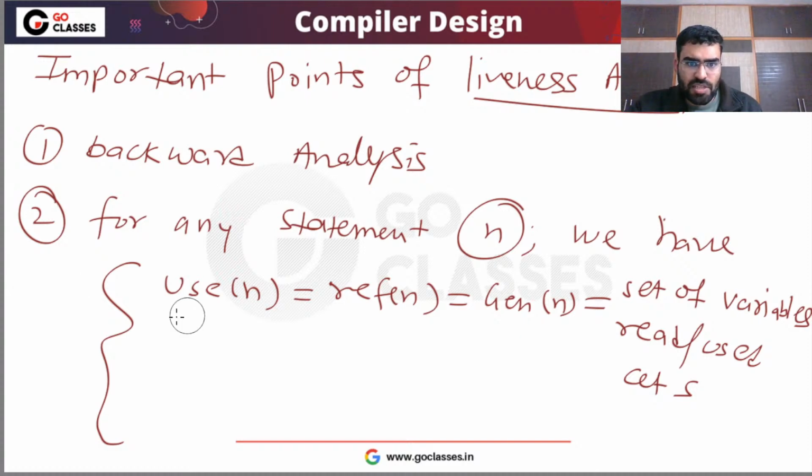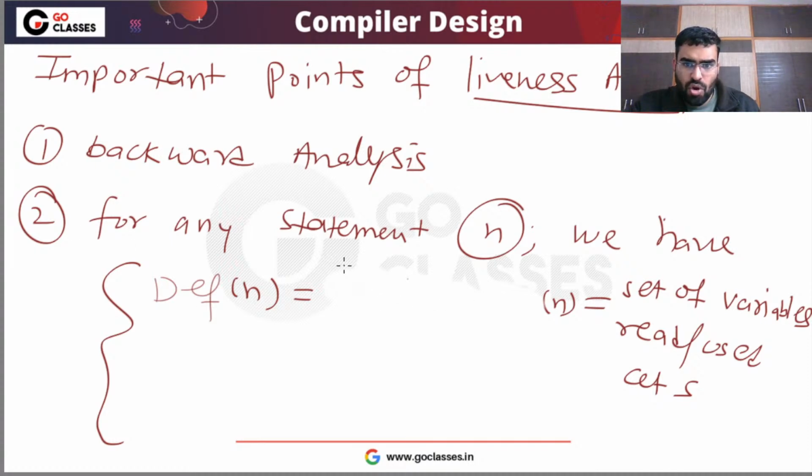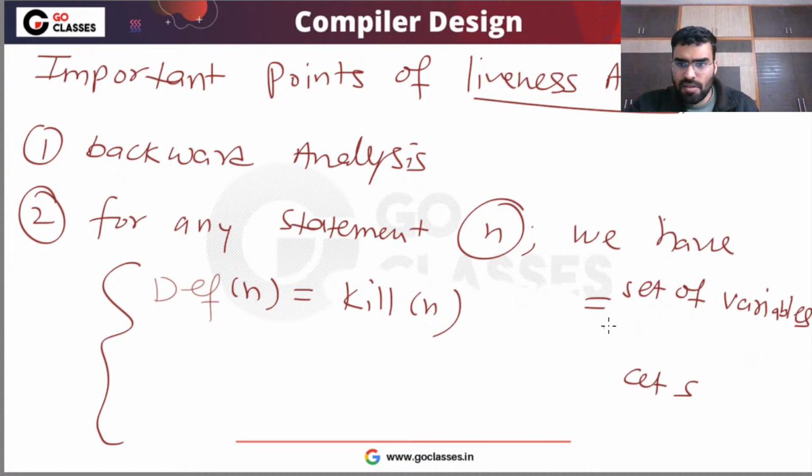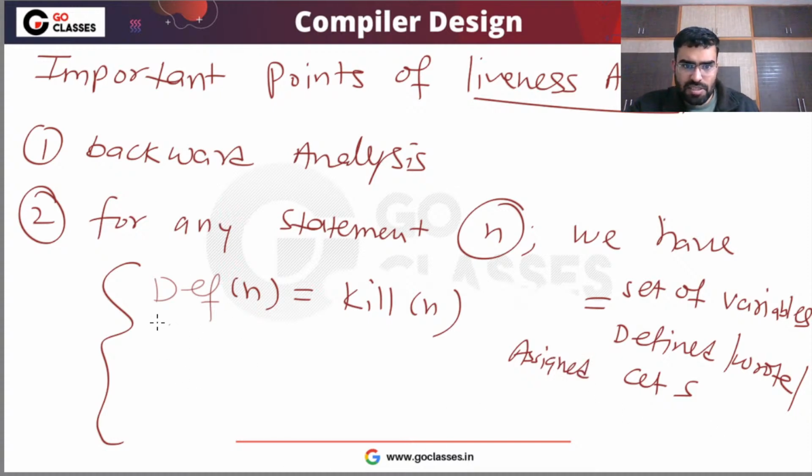The next terminology is def of n, or you can say kill of n. So what is def of n? That is the set of variables which are written at s. Which are modified, written, defined, or you can say assigned at s. So these are the terminologies we have.